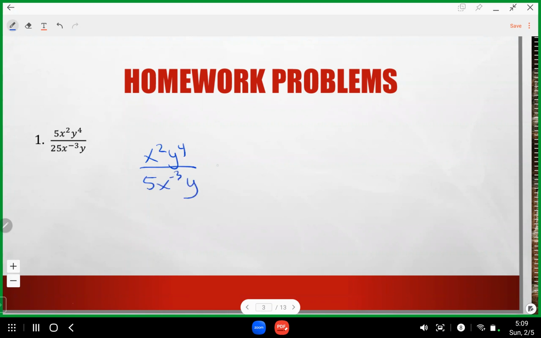All right, this is equal to x to the power of 5 and y to the power of 3. Very good. So then when you combine it, it's x to the fifth, y to the third over 5. All right, very good. Now let's move on to our second homework problem.